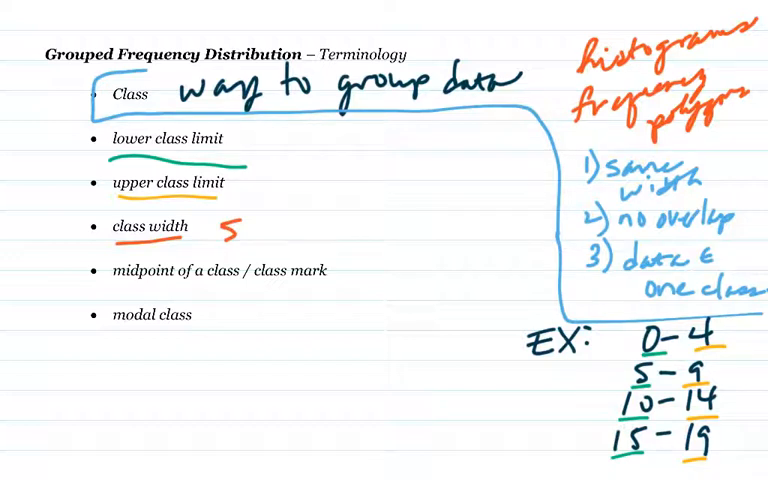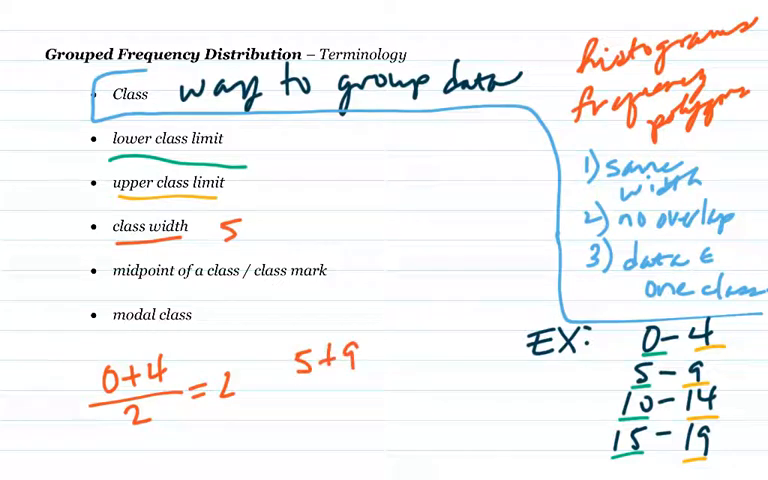The midpoint of a class, also called the class mark, is found by adding the lower and upper class limits and dividing the sum by 2. In my example here, I would do 0 plus 4 divided by 2. Well, 4 divided by 2 is 2. I would do 5 plus 9 divided by 2. So 5 plus 9 is 14. 14 divided by 2 is 7, etc. So those are the midpoints of each class. That's the middle value between the lower and upper class limit.